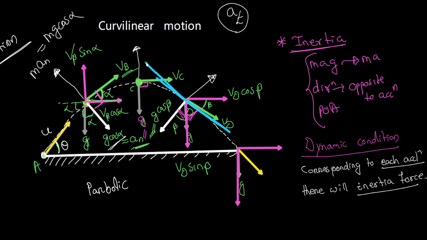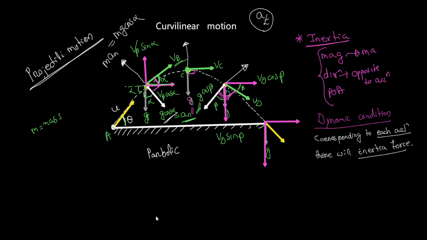Over here also the tangential acceleration will be along the velocity vector, but the normal acceleration is always perpendicular to the velocity vector. Over here, this one is the velocity vector, this one is the normal acceleration, these are perpendicular to each other. Okay, so this statement is very important. Corresponding to each acceleration there will be inertia force. So what is the concept behind this?